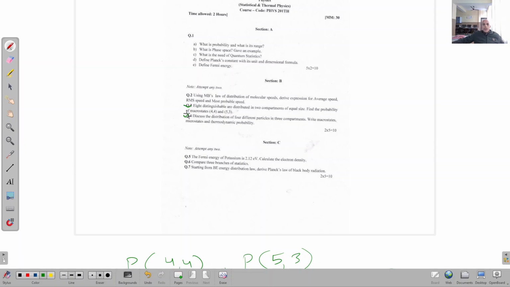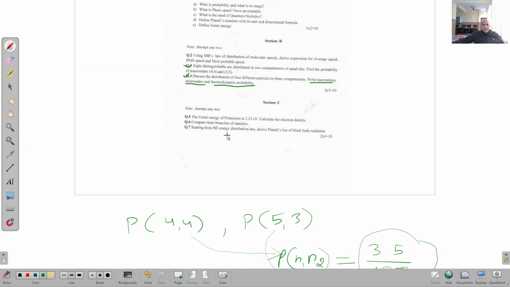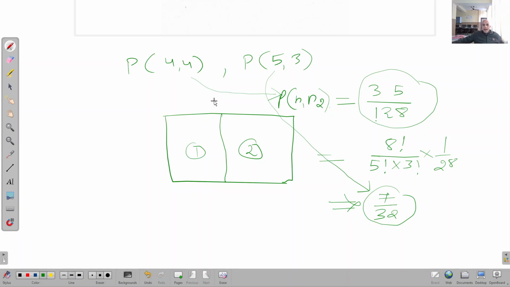next problem, that is question number 4. Discuss the distribution of 4 different particles in 3 compartments and write down the macrostate, microstate and thermodynamic probability. Now this question is very tricky. It is an out of box problem that has been asked here.